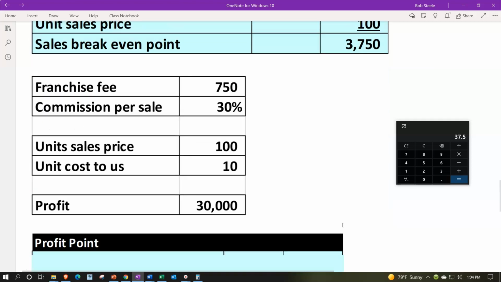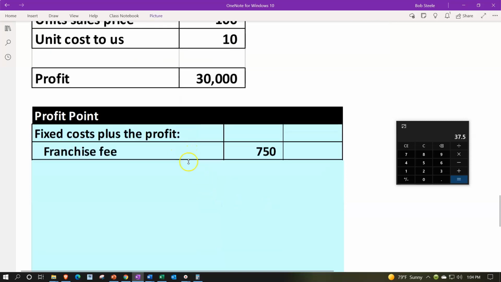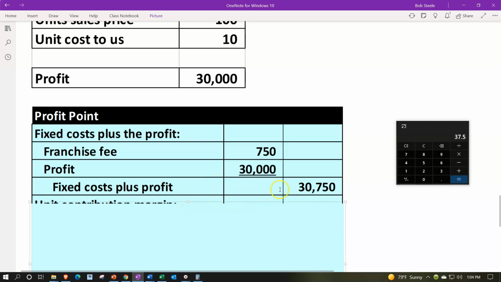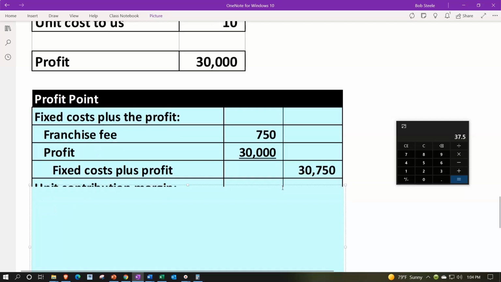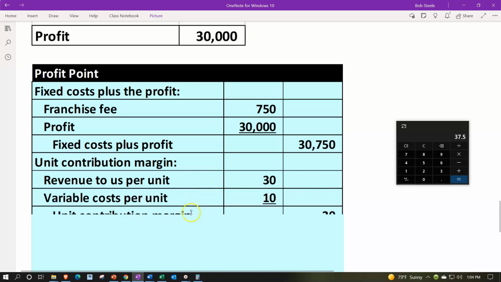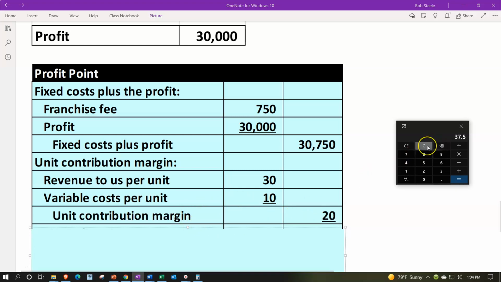And then if you were to say that you wanted to get a profit of $30,000, you do a similar kind of calculation here, but now we're going to say the fixed cost plus the profit would be the $750 plus the $30,000 we want to be making. That means we have fixed cost plus the profit of $30,750 divided by the contribution margin, which is the revenue to us per unit, 30% of the $100 or $30. Cost per unit we said was $10. That means we have the contribution margin of 20. So if we make $20 for every item that we sell, we've got to pay for the cart of the $750, and then we want $30,000 of profit.